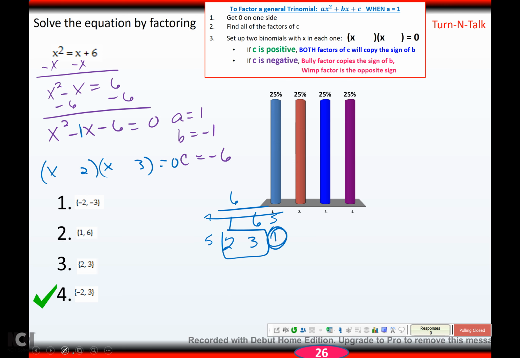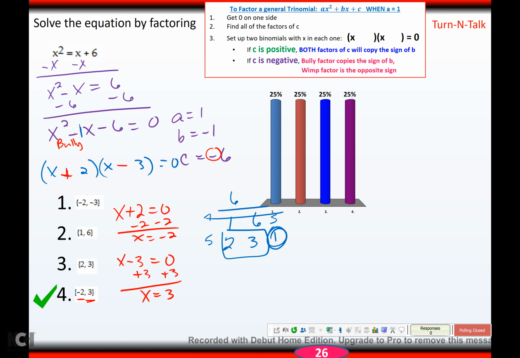I just have to figure out my signs. Since c is negative, then only the bully gets the middle. So the bully takes the minus, and 2 is going to take the plus. And then when I solve, x plus 2 equals 0, x minus 3 equals 0, minus 2, I get x equals -2, add 3, I get x equals 3. Okay? Try another one.